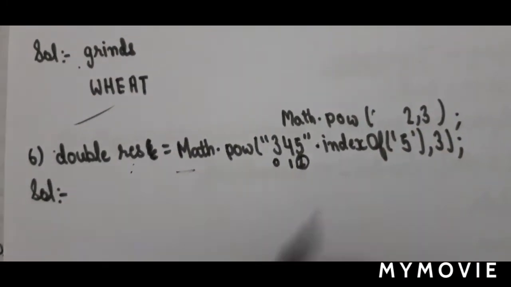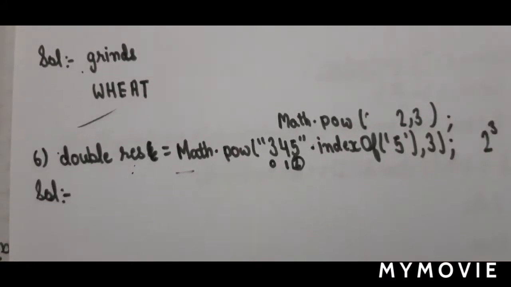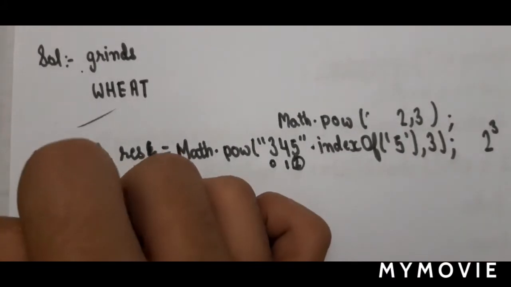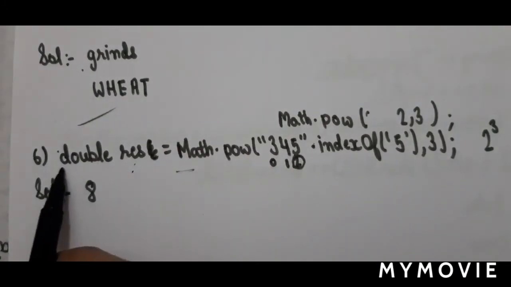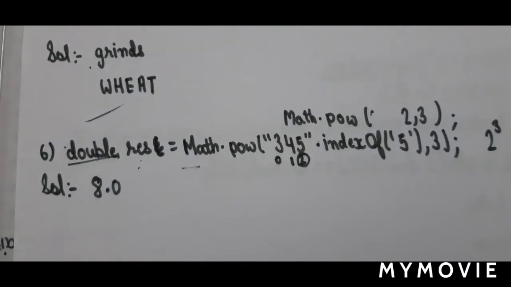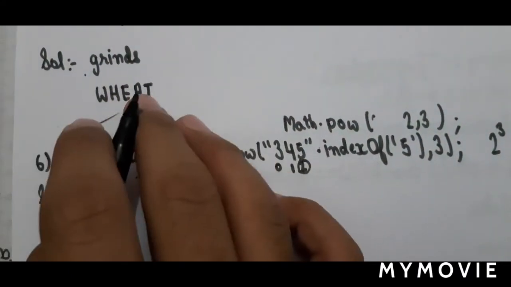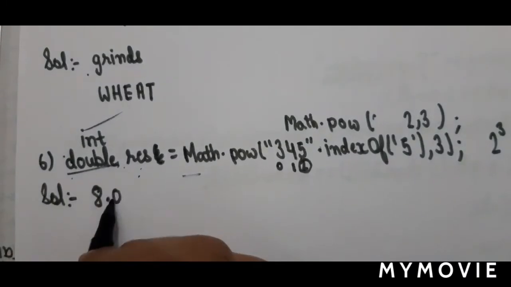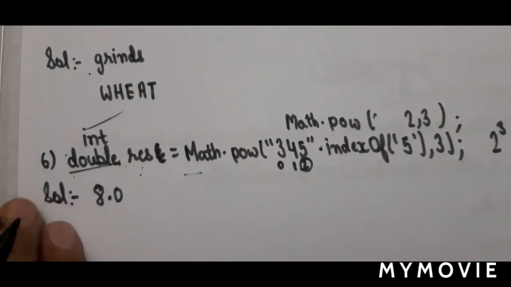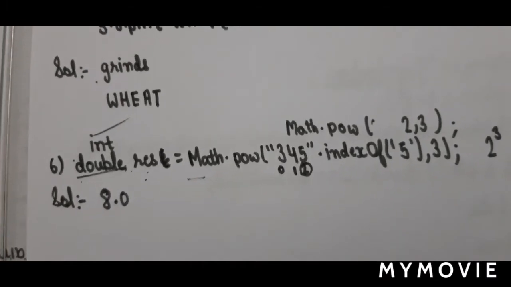So this means 2 is the base and 3 is the power. So 2 power 3 is 8, and see, here it is a double, so we should put 8.0. If it were an int, then we should write only 8, but here it is a double, so we should write 8.0. So friends, this was our sixth question. Let's move on to our next question.